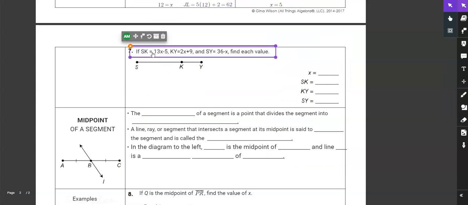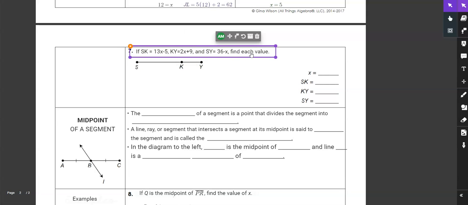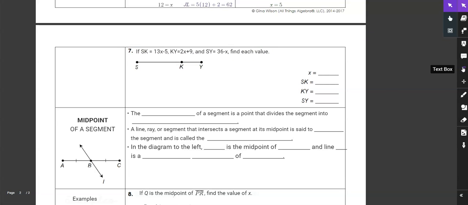All right, if SK is equal to 13x minus 5, KY is equal to 2x plus 9, and SY is equal to 36 minus x, find each value. So we have to find all of these things, every single one of these. That's what it's asking us to do. So let's get started by listing our givens.